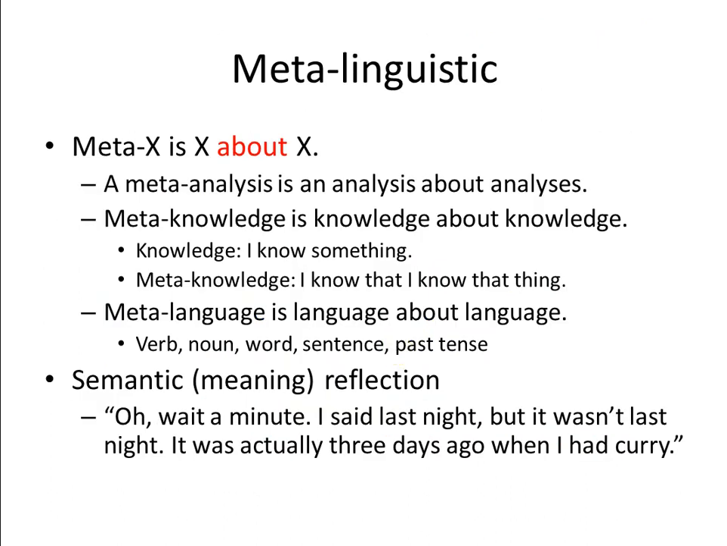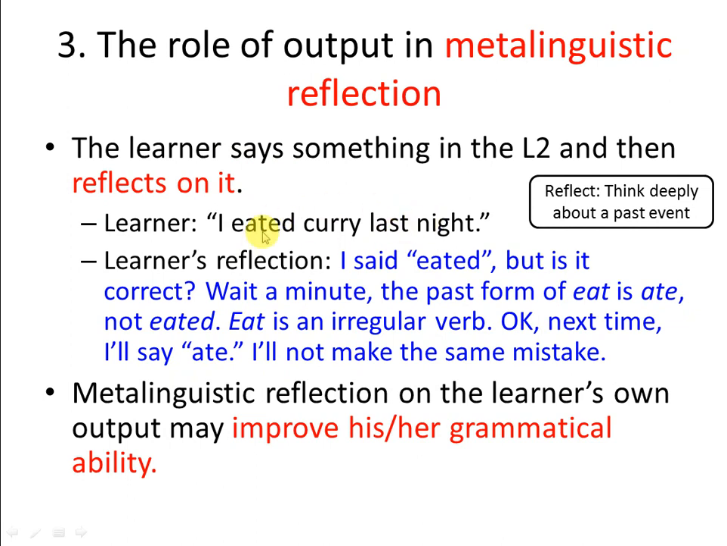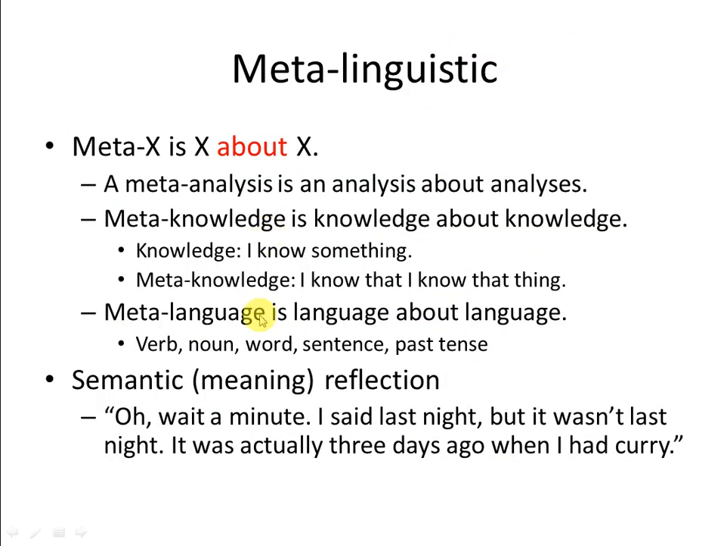But we can reflect on the same utterance in a different way. For example, we can reflect on it semantically, in terms of meaning. So our semantic reflection may be something like, "Oh, wait a minute, I said last night, but it wasn't last night. It was actually 3 days ago when I had curry." So this is a semantic reflection. We're not thinking about the grammar. We're thinking about whether our utterance was correct or not. I mean, whether it's true or not. So it isn't true that I ate curry last night.